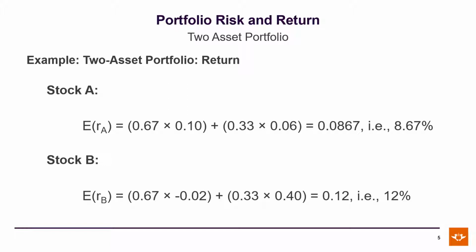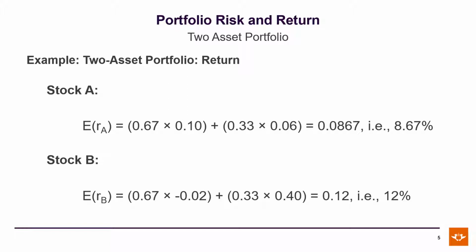We start off now by looking at the components of the portfolio. So the 2 components of the portfolio are stock A and stock B. And we're going to start by calculating their expected returns during the different phases of the economy. So if we look at stock A, its expected return is 0.67 times 0.1 plus 0.33 times 0.06. So we expect stock A to generate a return of 8.67%. Looking at stock B, overall, it's going to produce a return of 12%.